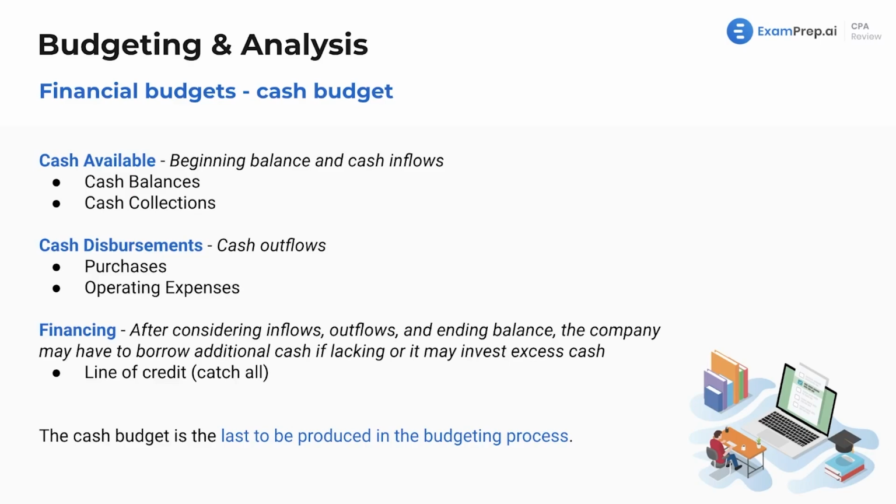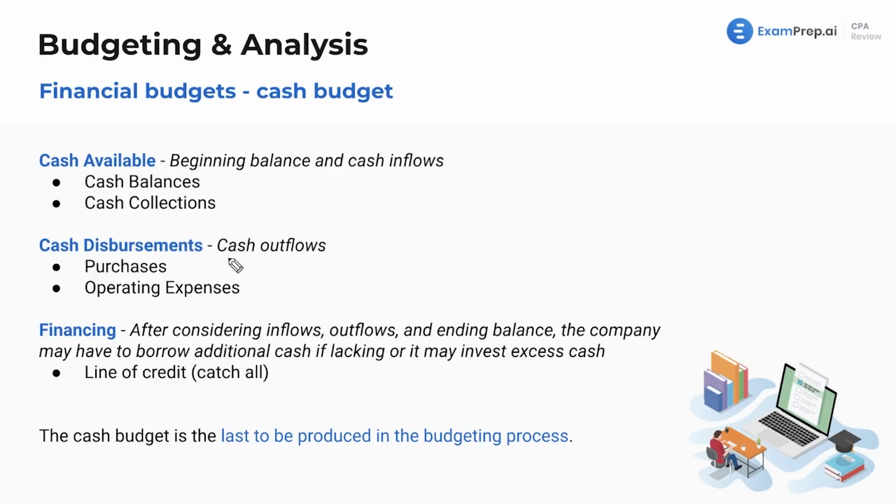It's just like if you made a cash budget yourself, right? Inflows from your paycheck minus rent, minus utilities, all that good stuff, mortgage payments, expenses, groceries. We have cash available, which is your beginning balance. Just think of it like your own bank account. This is your beginning balance and cash inflows.